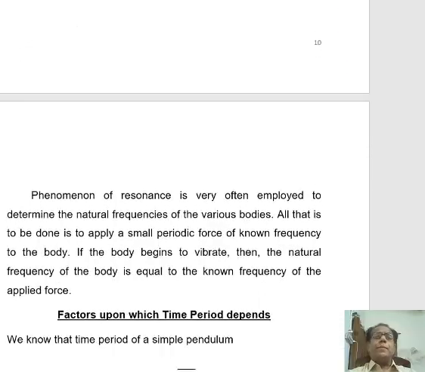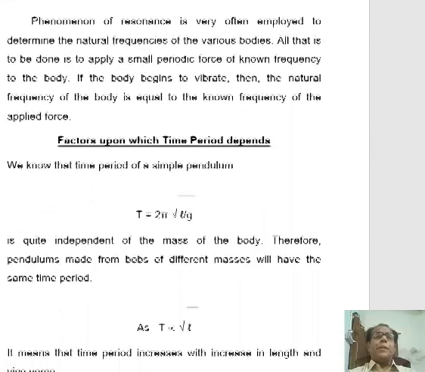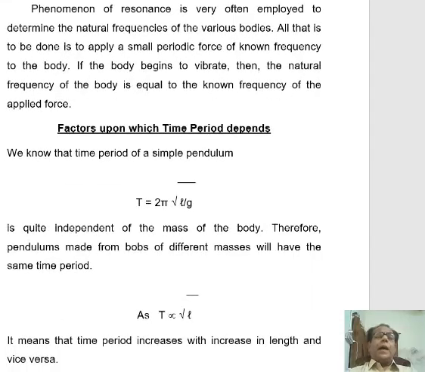Now we are moving towards the next page, that is page number 11. All contents are being shown in a single display. Factors upon which time period depends. Here again, the same situation has been repeated twice. The symbol of under root has been typed in two different steps. The upper portion of this symbol is typed in the above line, while the remaining portion of the symbol is typed in the lower line.